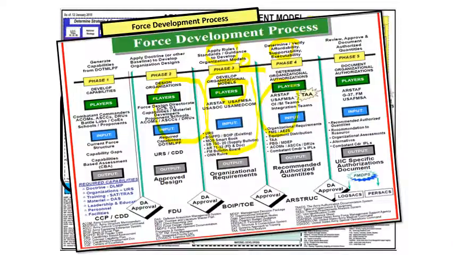Another handout we'll give you is the 5 phases of the force development process. So here you see phase 1, develop capabilities, the players, the inputs, and the outputs for each phase. Phase 2, designing the organizations, the players, the inputs, the outputs, etc. Phase 3, 4, 5, and so on. So that is just a linear view of those 5 phases of the force development process. And again, this is another handout you can download or your instructor will provide.